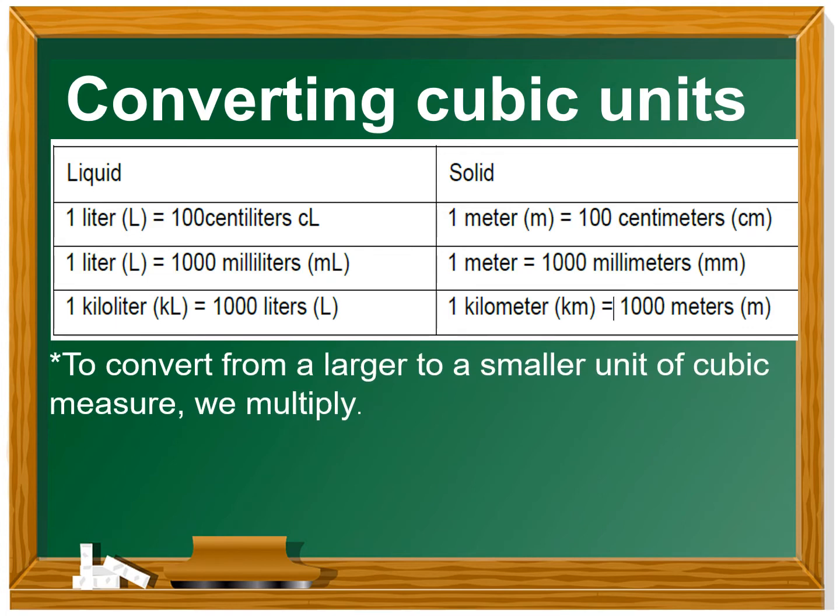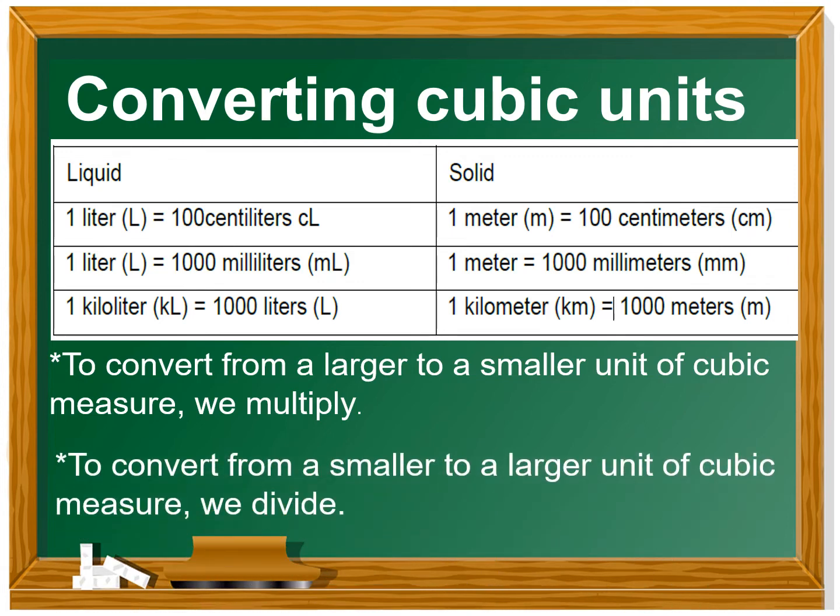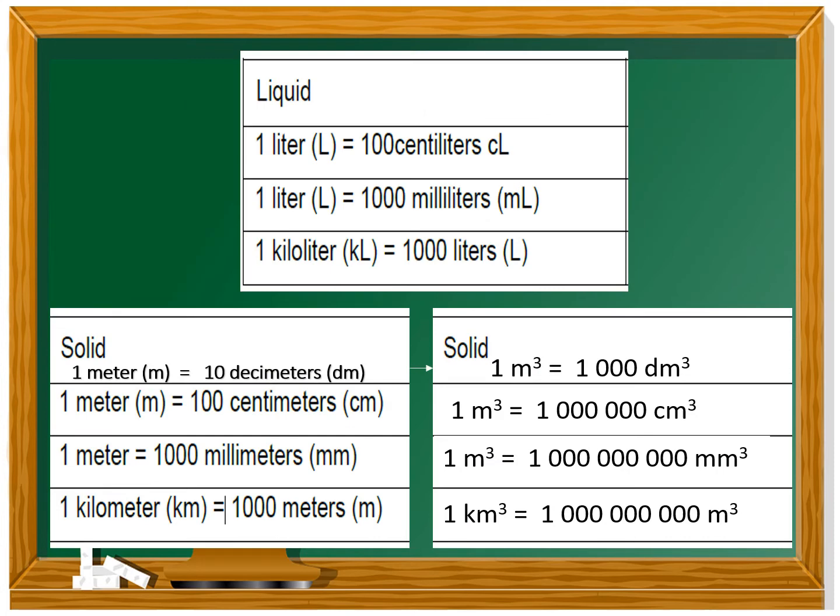To convert from a larger to a smaller unit of cubic measure, we multiply. To convert from a smaller to a larger unit of cubic measure, we divide. I have prepared a table of conversion in cubic units used in solid in order to make it easier for us to convert units and to lessen our time getting the cubic equivalent.